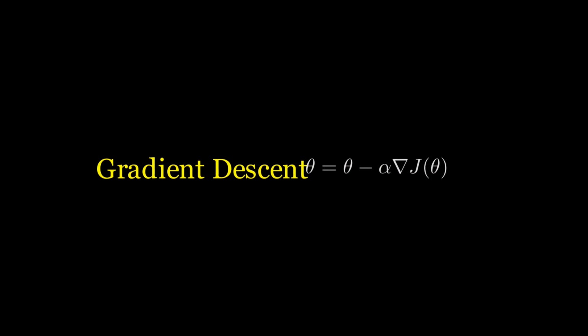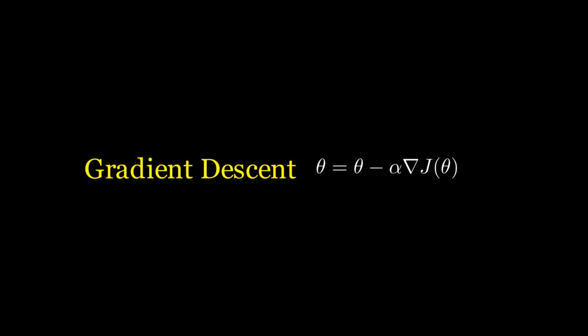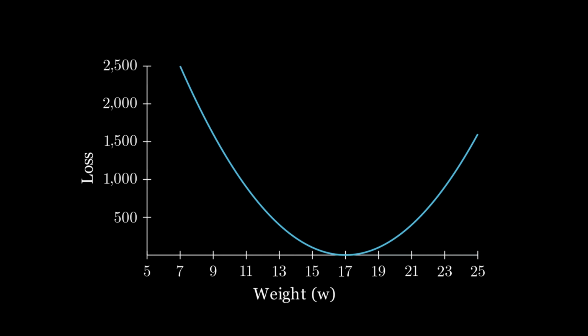Gradient descent is the algorithm we use to minimize the loss and improve the model's performance over time. In the previous video, we introduced the loss function, a way to measure how wrong a model's predictions are. Now that we know how to quantify the error, the next step is figuring out how to reduce it. Gradient descent does exactly that. It systematically updates the model's parameters to drive the loss down step by step.